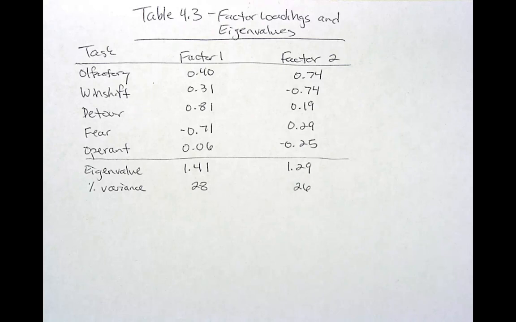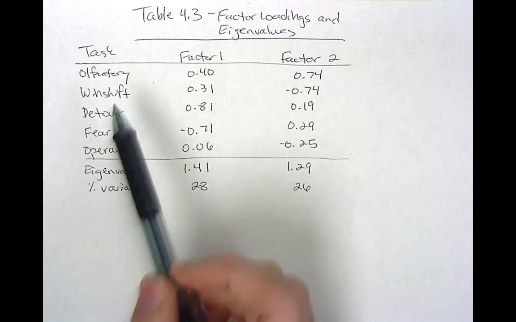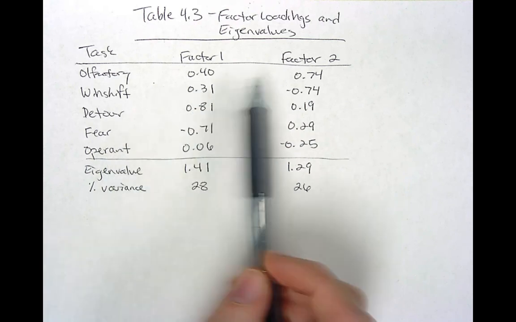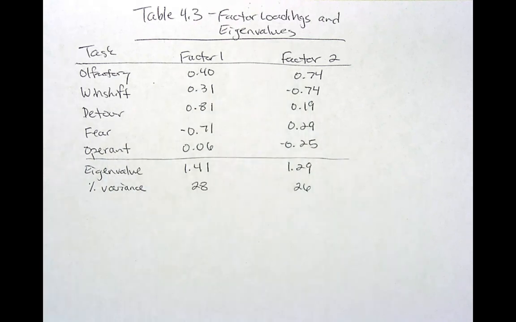Now let's talk about table 4.3 on page 143 of your text in chapter 4. This is on factor loadings and eigenvalues. The factor loadings are the correlation coefficients between each of the five cognitive tasks, which we have in our rows here, and each of the two factors, factor 1 and factor 2. This 5x2 matrix of factor loadings is referred to as the factor pattern, the pattern of correlations between five variables and two factors.